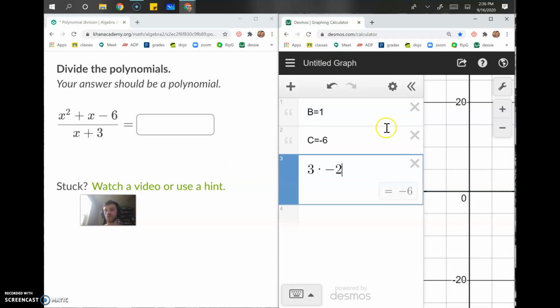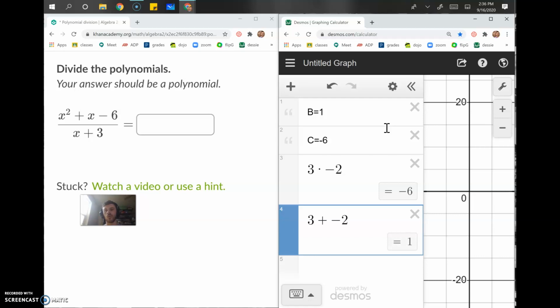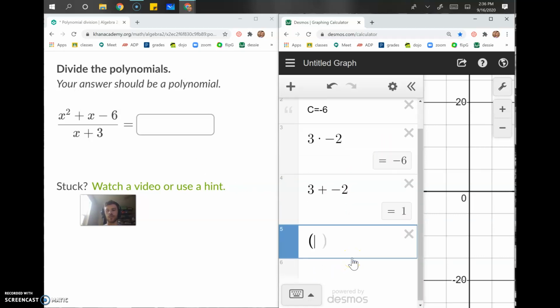3 times negative 2. Sweet. Now I'm going to add them to see if they add to the middle number. 3 plus negative 2 adds to 1. Boom, done. Now I've got my factors. I'm going to go ahead and write them in right here. X minus 6 times x plus 1.